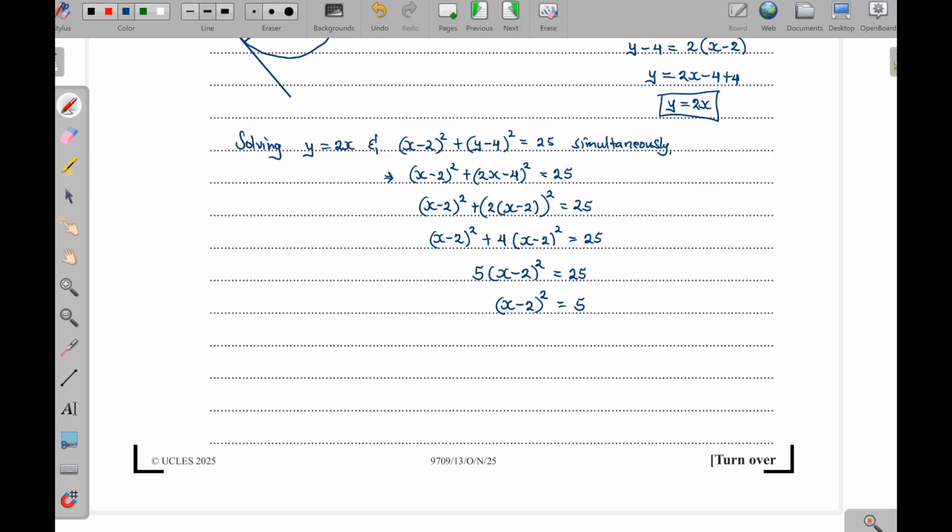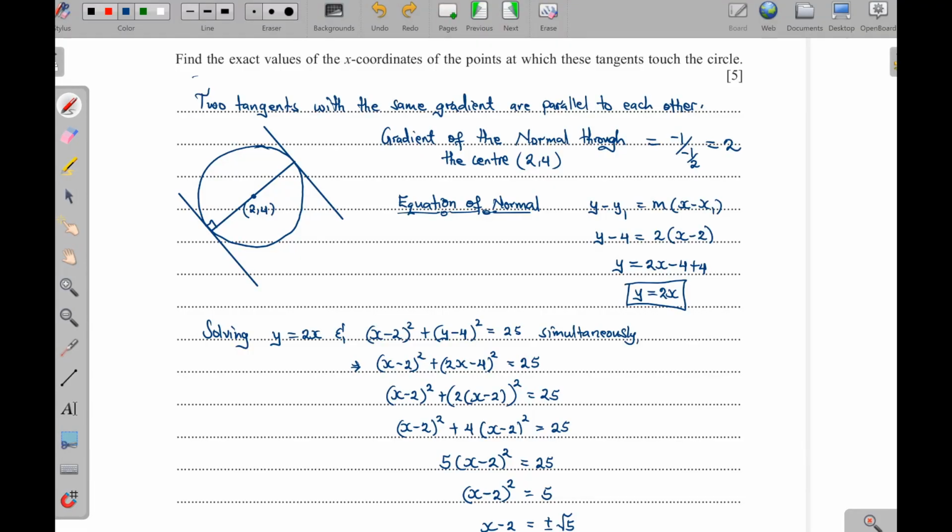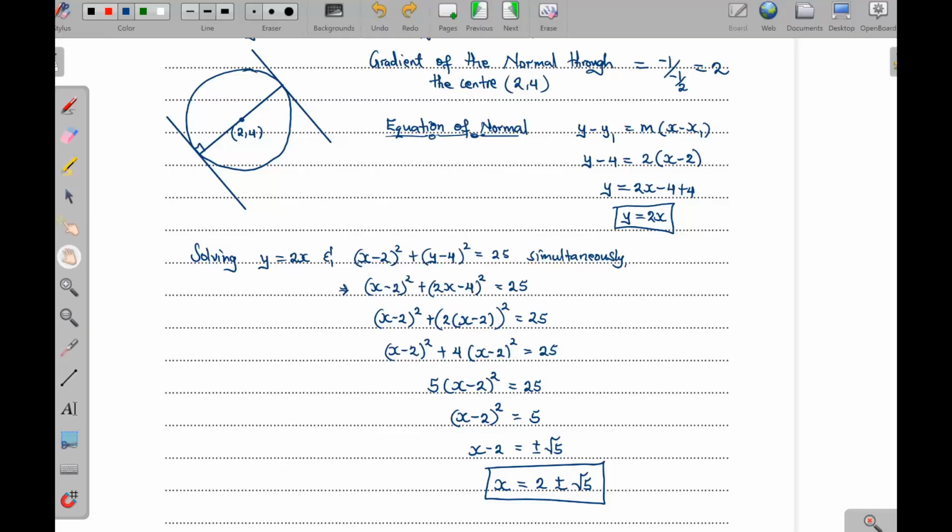Okay? Then take the square roots. You know that when we do so, we have plus or minus. Then take this to this side. We shall have x equal to 2 plus or minus the square root of 5. So these are our two answers. The first one is when you consider the plus, then the second one is when you consider the minus. Did they say exact? Yes, they said exact values. So leave the surds there. So that is our answer there.